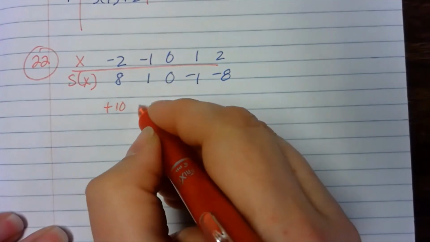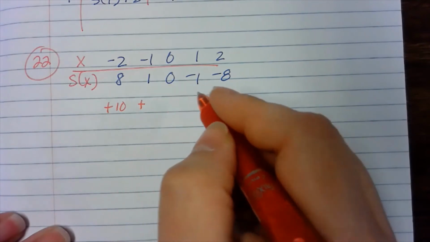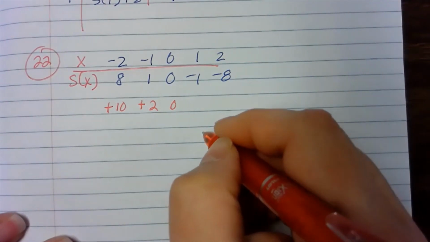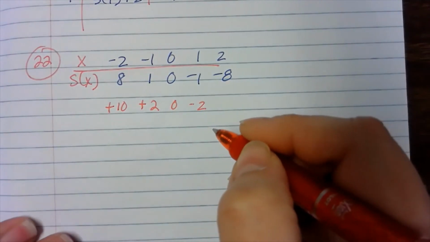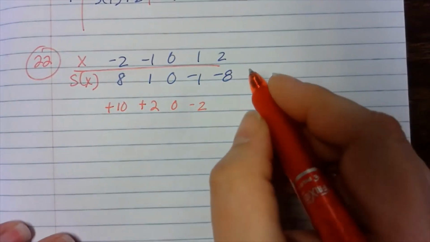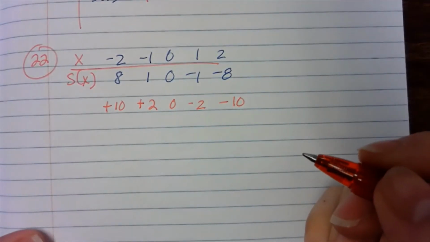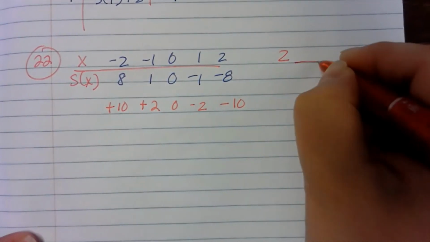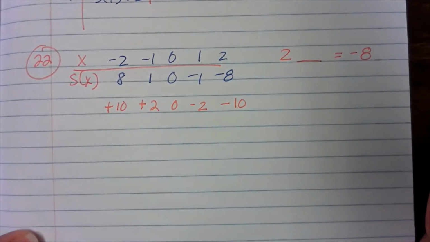-1 to 1, I added 2. 0, nothing. 1 to -1, I subtracted 2. 2 to -8, I subtracted 10. Okay, so I'm just going to focus on 2. I'm doing something to 2, and it becomes -8. What am I doing? And it has to match everything else.